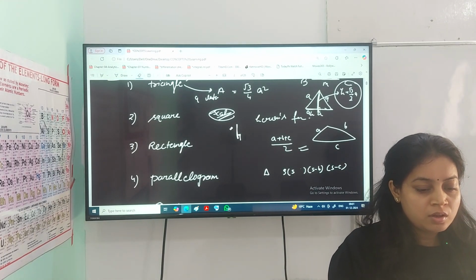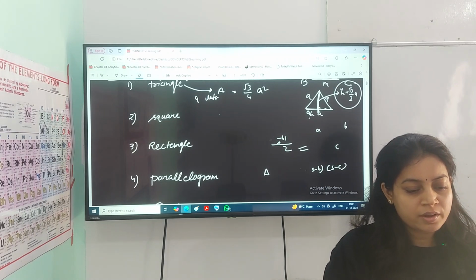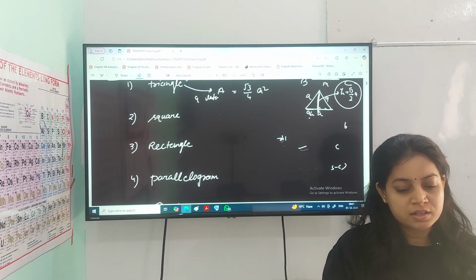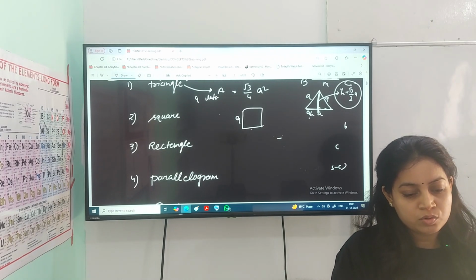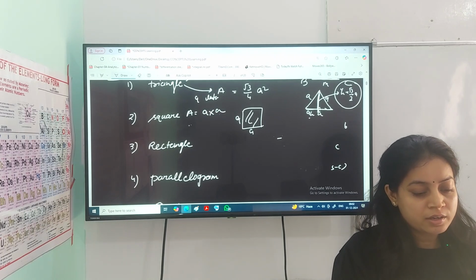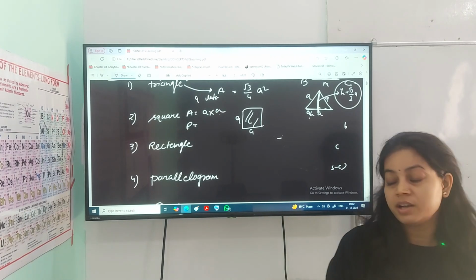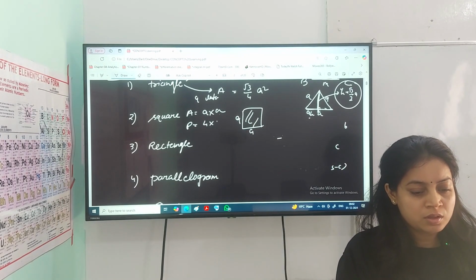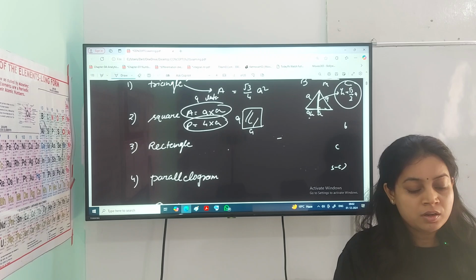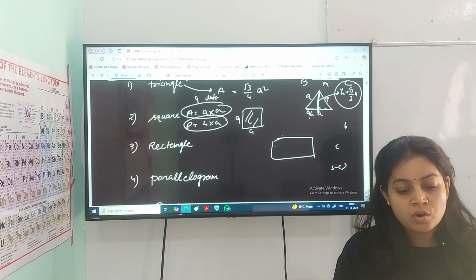And after that, we all know what a square is. A square has all equal sides and it has 4 sides, and the area is side into side. I don't think I need to go into this, because the area of the square is nothing but side into side, and the perimeter of the square is 4 into side, simply because if you add a plus a plus a plus a, it will become 4 times a. So this is simple.